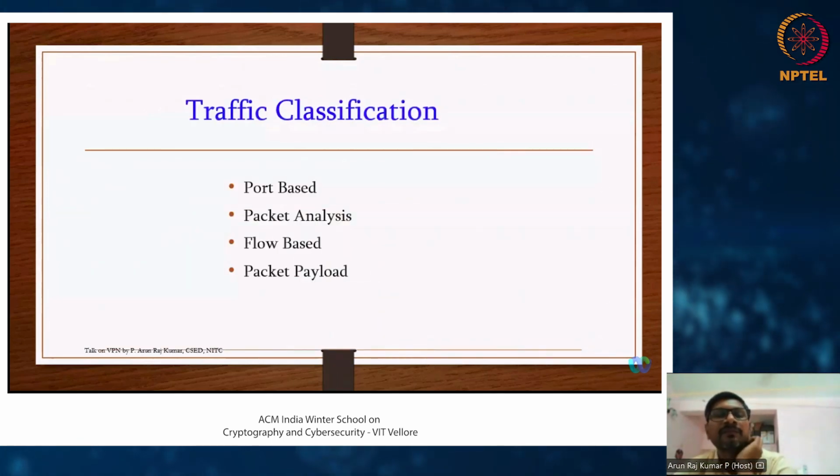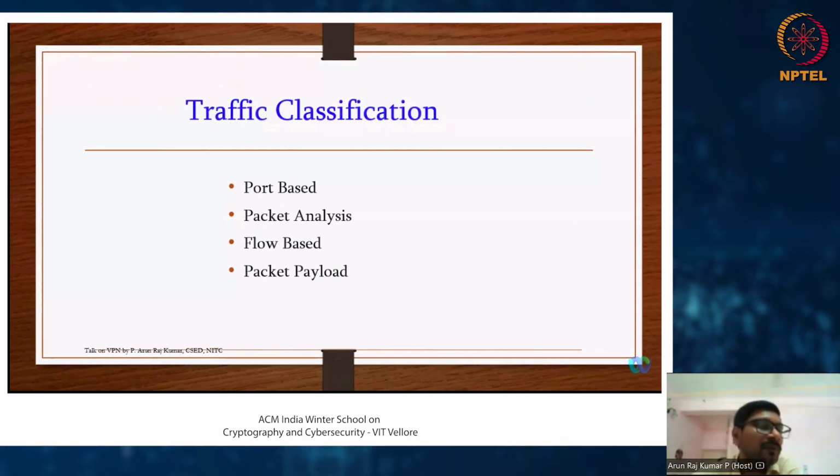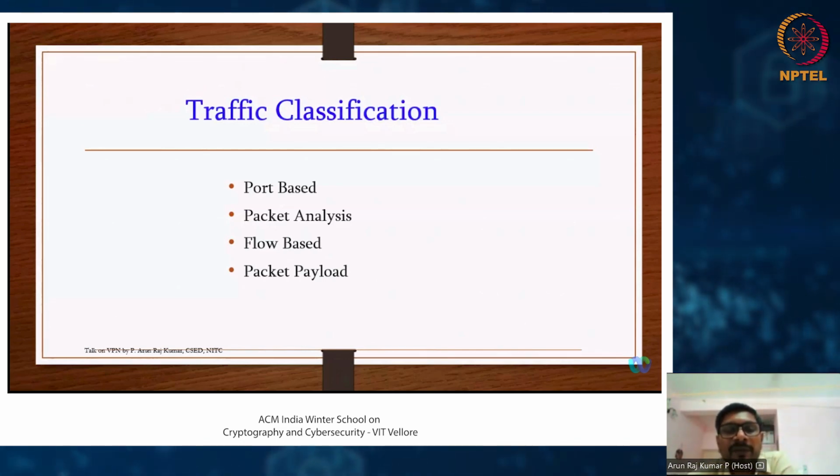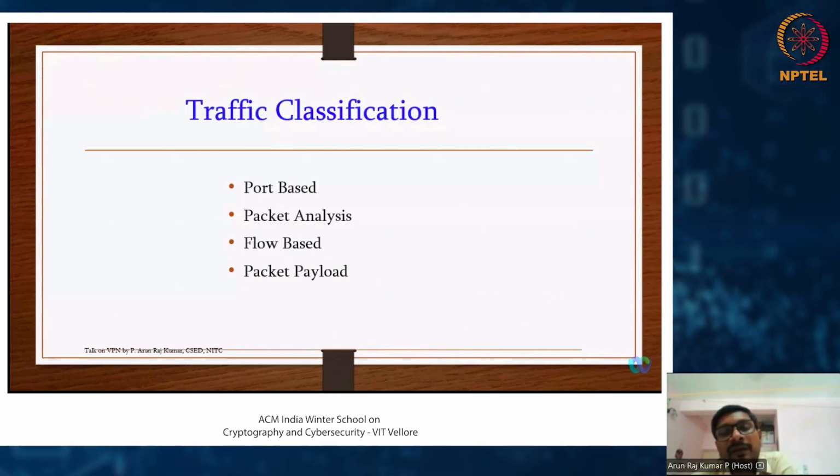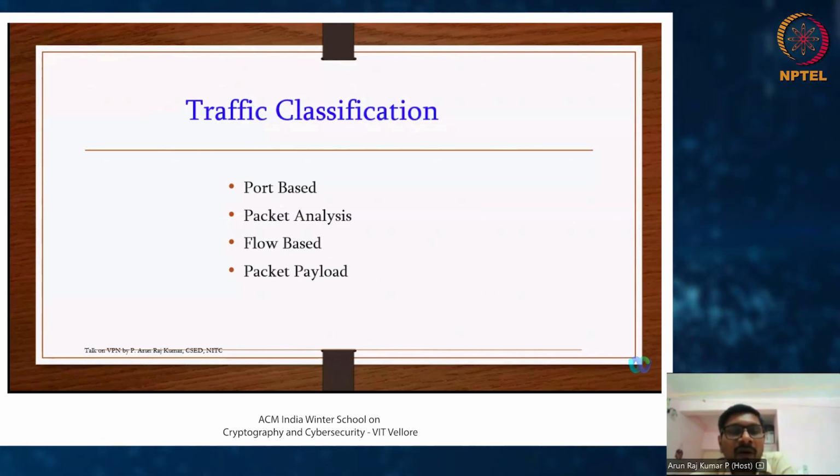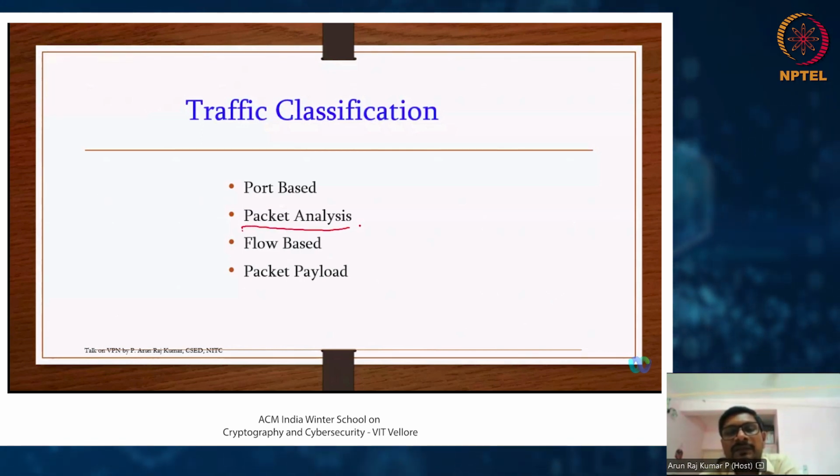So there's traffic classification. I'm getting into details: port-based, packet-based, flow-based, and packet payload. This is again from the research perspective. What kind of analysis can I do? Either by capturing the port numbers, I can do some analysis, or by analyzing the packets, or the sequence of packets, or the payload. Most of the research is focused on packet analysis.